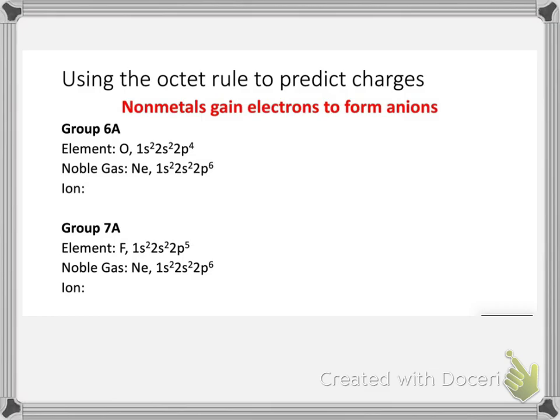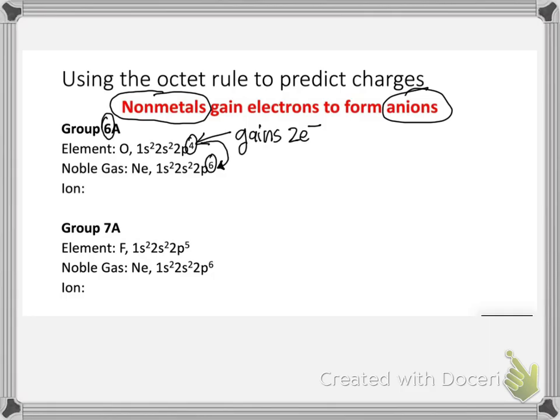So here are the negative ions, and an important idea to remember is that nonmetals form anions. So I just chose two nonmetals. I chose one in group 6A, oxygen. And so here's the electron configuration below of oxygen. If you compare the two electron configurations, what you notice is the difference between oxygen and neon, which is the closest noble gas. Oxygen has 4 in its p sublevel, and neon has 6. So if oxygen gains 2 electrons, then it would have the same electron configuration as neon. And so that's what the ion is. It's O with a 2 negative for gaining 2 electrons.